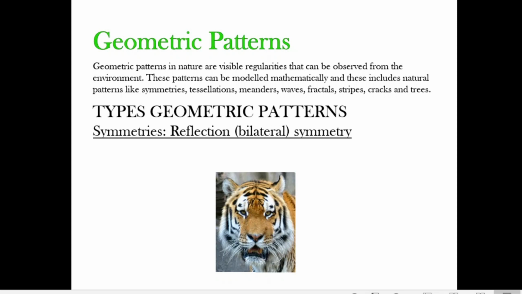For a reflection, one half or one part of an object reflects the other one. So for example, in this tiger's face, if we're going to put a vertical line there, we see that the right part of the face reflects the left part of the tiger's face.